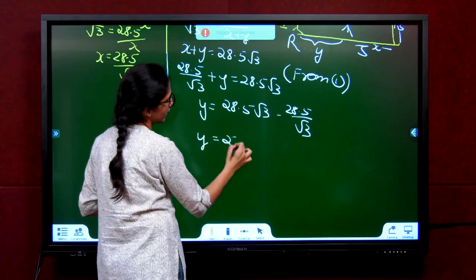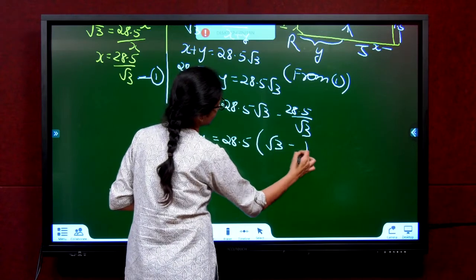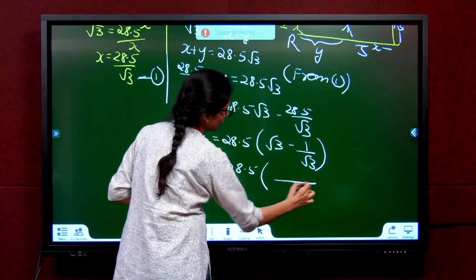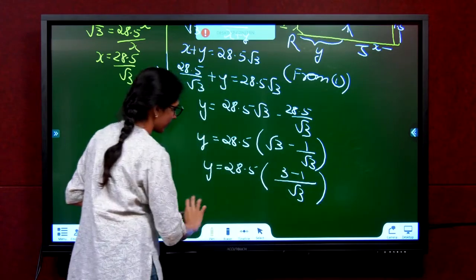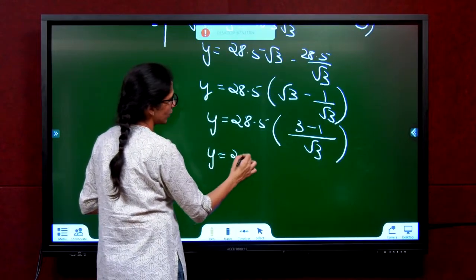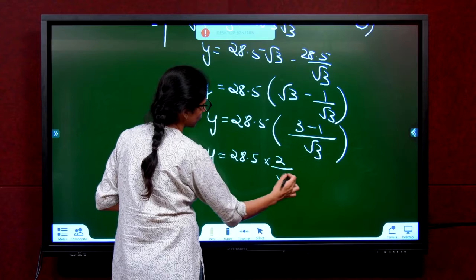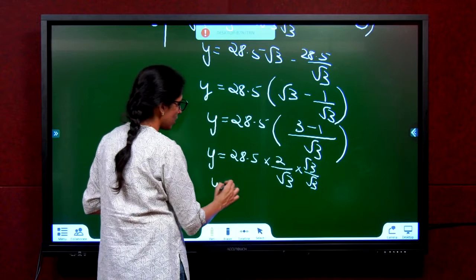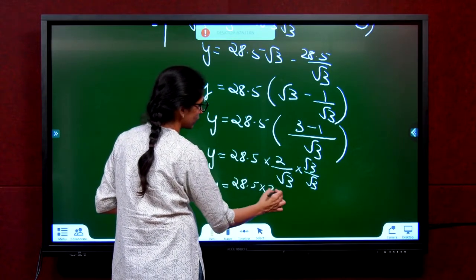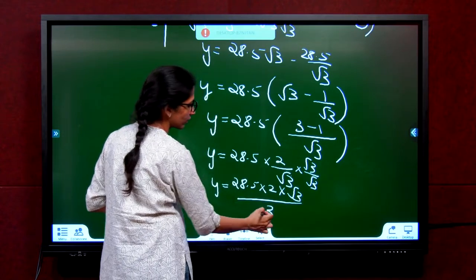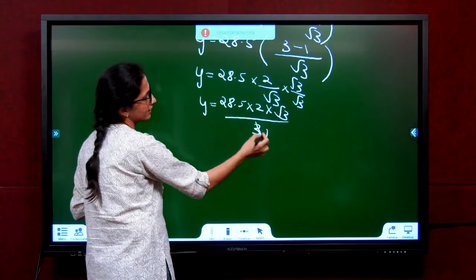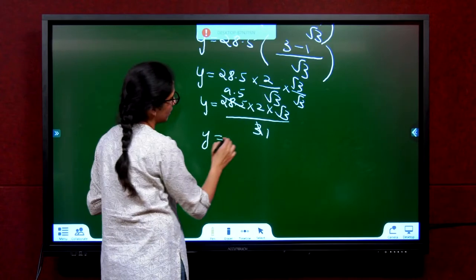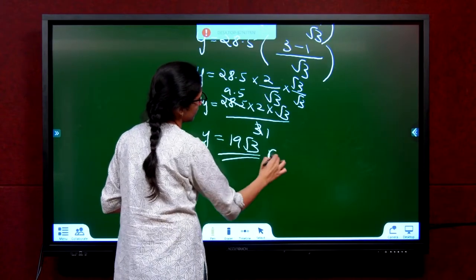Y is equal to, take 28.5 common, root 3 minus 1 by root 3. Take the LCM, 28.5, LCM is root 3, 3 minus 1. So you get y is equal to 28.5 into 2 by root 3. Multiply and divide with root 3 because you don't want the root, you want to rationalize. Y is equal to 28.5 into 2 into root 3 over root 3 into root 3, 3. 3 and 28.5 will get cancelled. 3 9s are 27.5. 9.5 into 2, 19 root 3 meters.